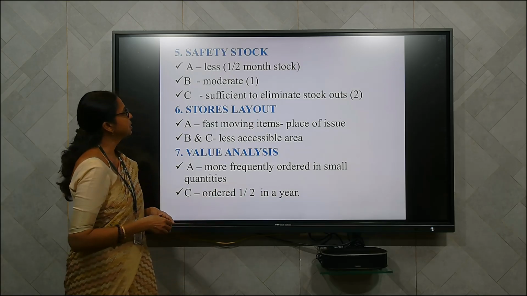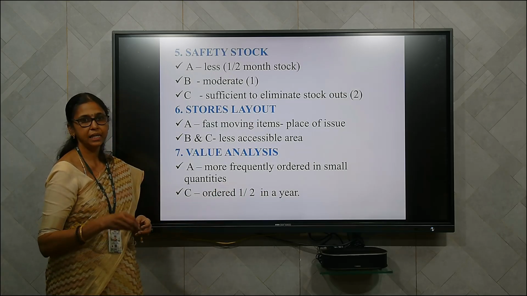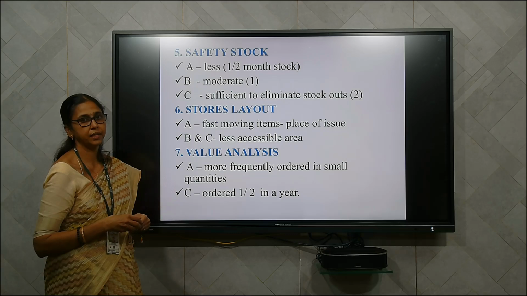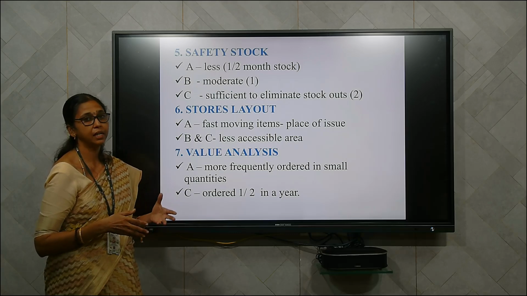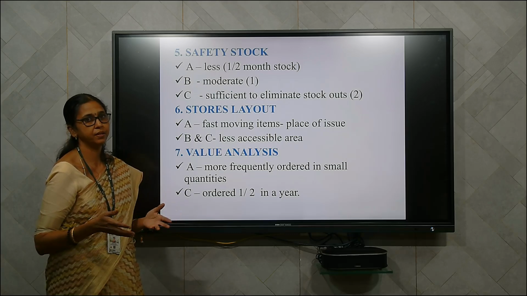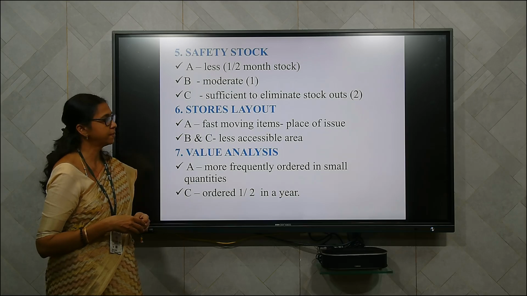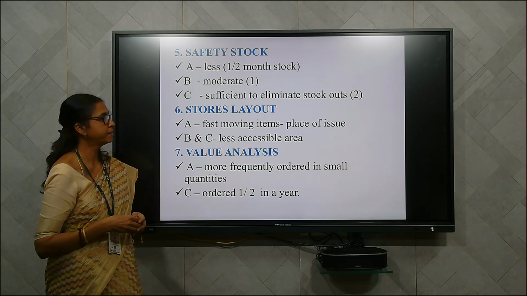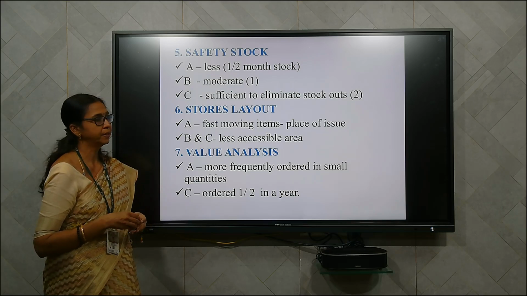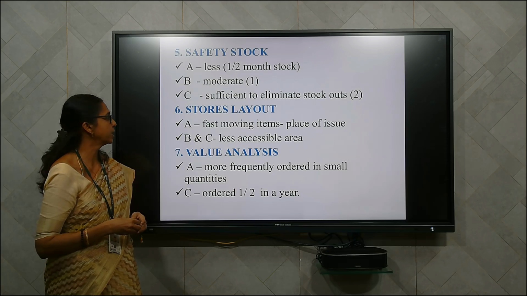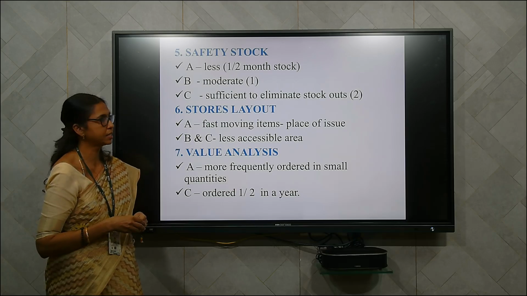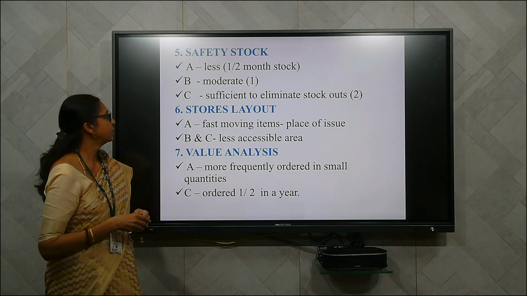Safety stock: we need to maintain only less safety stock for A, because even though the value is high, we cannot maintain much safety stock. Moderate safety stock can be maintained for B items, but for C items we can maintain sufficient safety stock to avoid running out of stock.